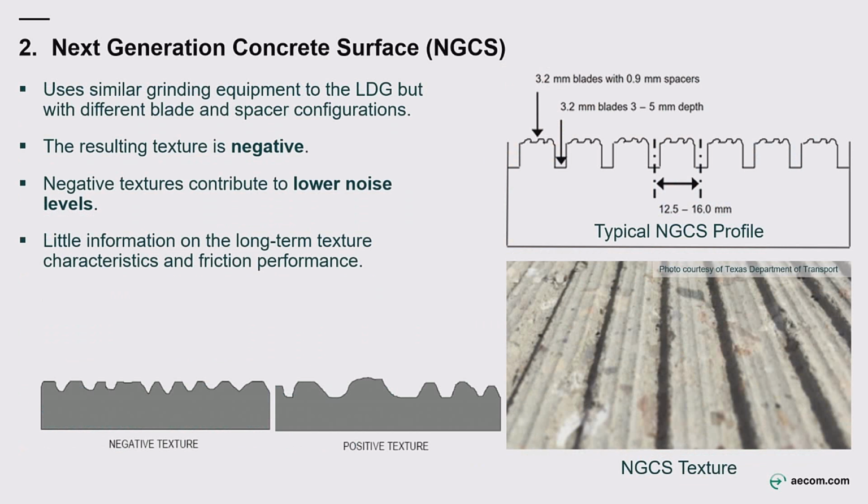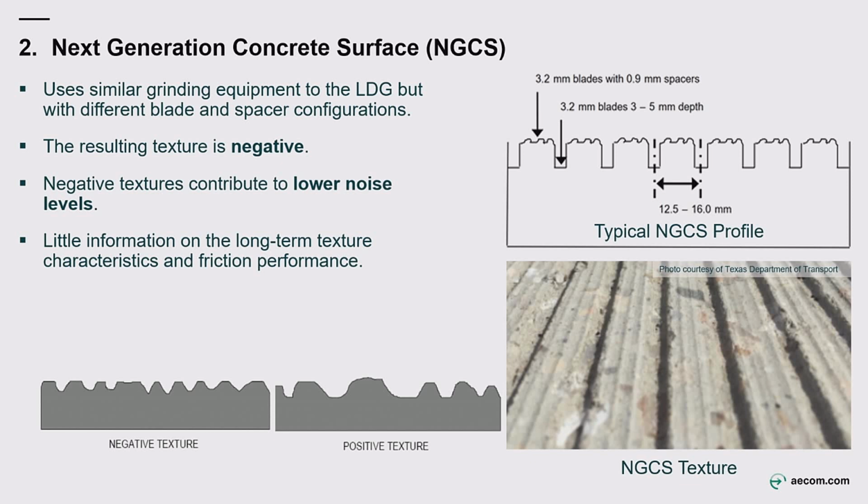This generates a negative texture, which as we discussed in here, so you have the valleys. This causes lower noise, so additional noise reduction, but there is little information on their long-term performance. The equipment that we use for NGCS is identical to the one of LDG, but we have a different blade configuration. Again, this has caused a little bit of issues.